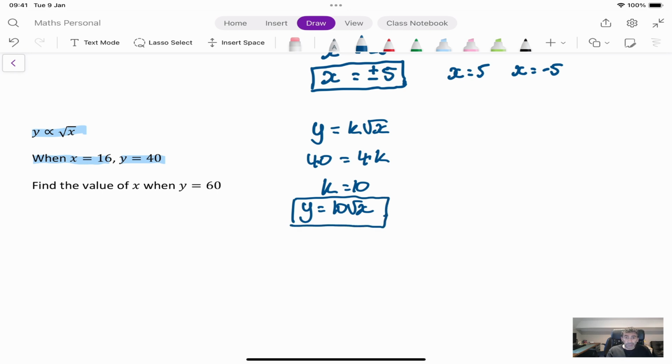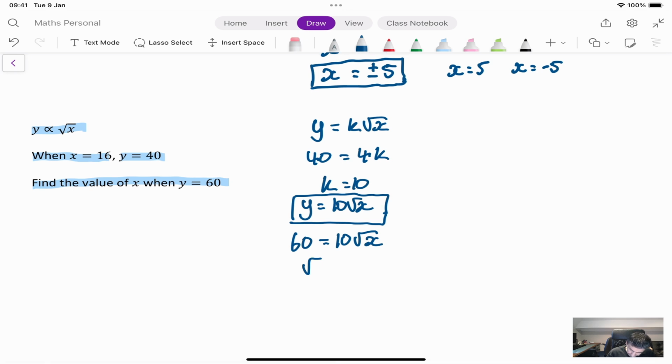Okay, so now I know what that equation is. I know the relationship between the y and the square root of x. I can use that to work out the last part of this question. It says find the value of x when y is equal to 60. So I'm going to replace the y with 60. So I've got 60 is equal to 10 times the square root of x. So I can divide both sides by 10, so that's going to tell me that 6 is equal to the square root of x, or the square root of x is equal to 6.